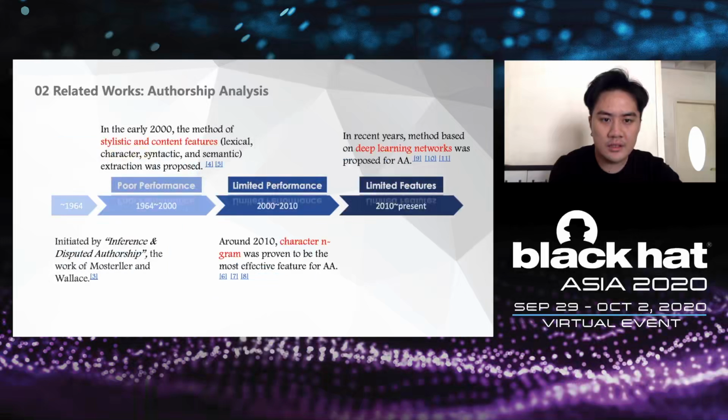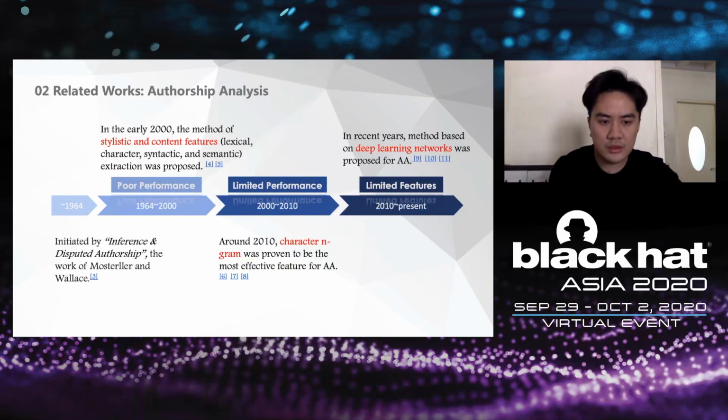Surprisingly, authorship analysis is a long-standing problem, and it was initiated by the work of Mosteller and Wallace in 1964. The development of authorship analysis has 3 major stages. In early 2000, a method based on stylistic and content features was introduced. It requires researchers to manually extract the traits, so it not only takes a lot of effort but also performed poorly on the test.